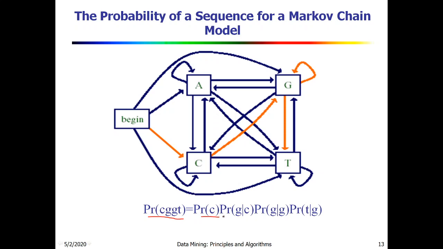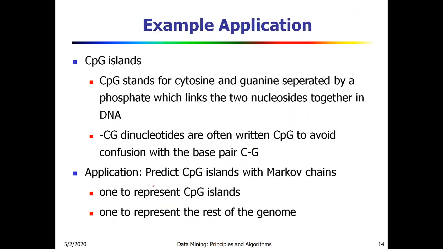Then we find the probability of the next state, G, which is only dependent on the previous state, C. Then we find the probability of the next G, which is dependent on the previous G. And finally, we find the probability of the next sequence value T, which is dependent on the previous value G. Finding the path in this manner, once you get the probability, the score is estimated.